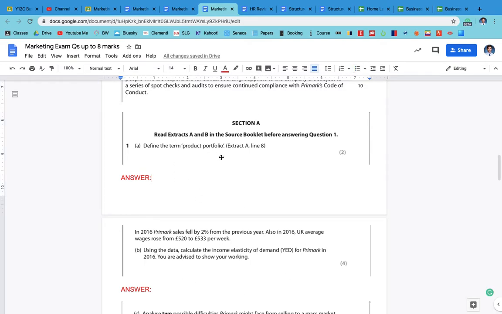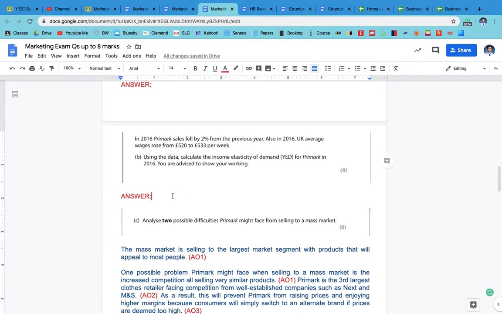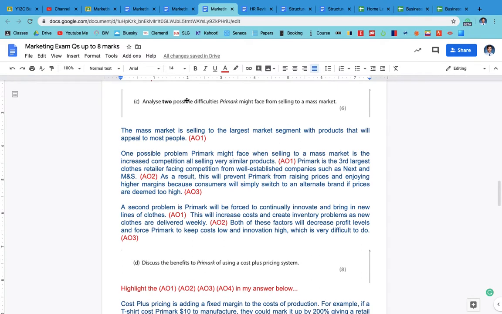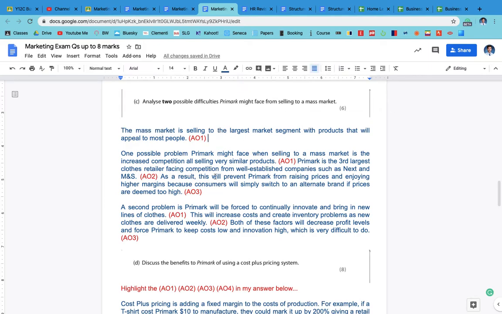So define the term product portfolio. Okay, think back to Boston Matrix, product portfolio. We've got a YED calculation to do. Dead straightforward. I've then written the C question for you. So analyze 2 possible difficulties Primark might face from selling to a mass market. Quite similar to one of the questions on the Mars question. This appears quite a lot. And I've written what I think would be a 6 marker.